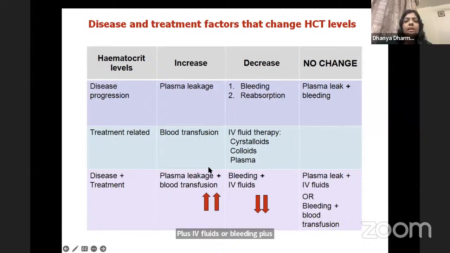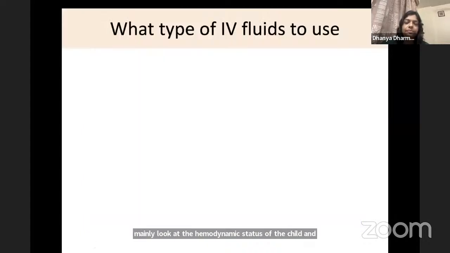So again, do not be completely dependent on hematocrit. You need to mainly, not also, but mainly look at the hemodynamic status of the child and then correlate with the hematocrit level.